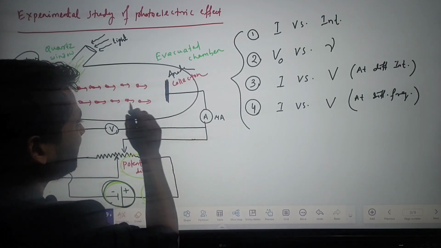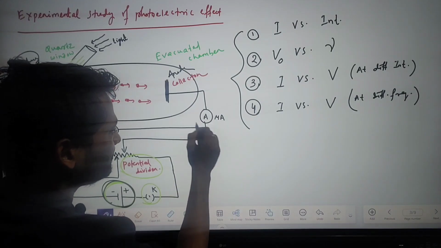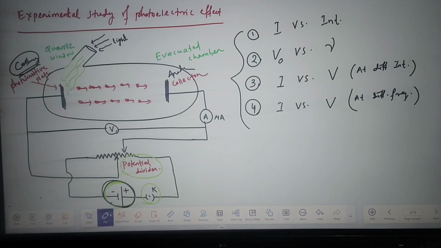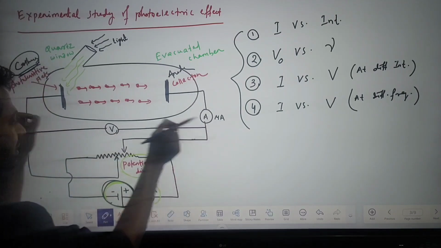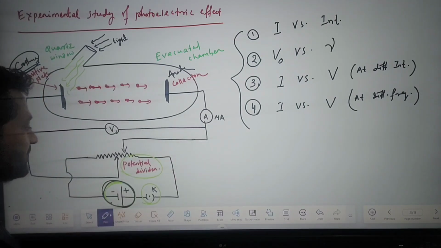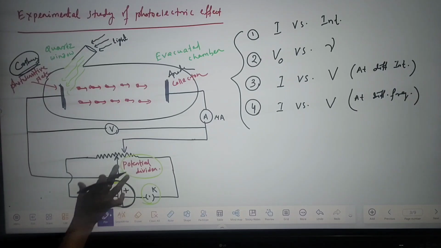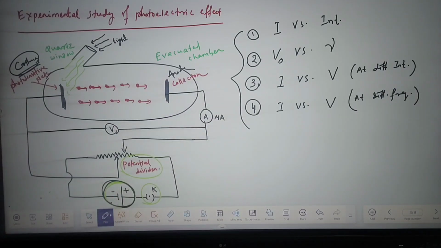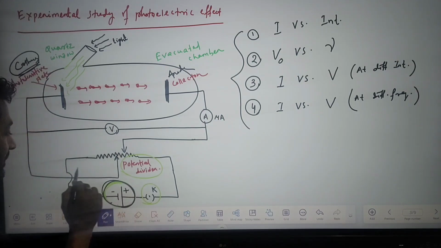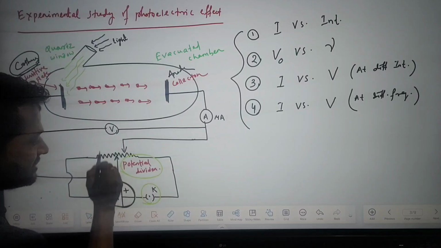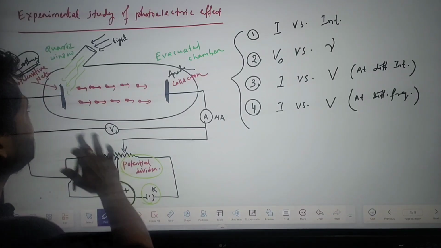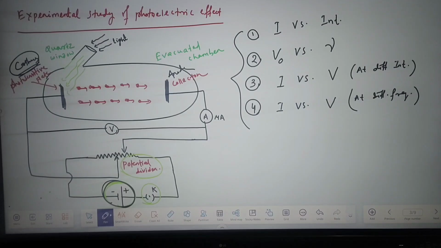The current that constitutes the photocurrent is measured by a microammeter, and a voltmeter is connected in parallel to it, which measures the potential difference. A high tensile potential difference is given across the cathode and anode. We can call it the anode potential, and that voltage is given through a potential divider, which is a variable resistor, and through a key. So that is all about the experimental study of the photoelectric effect.